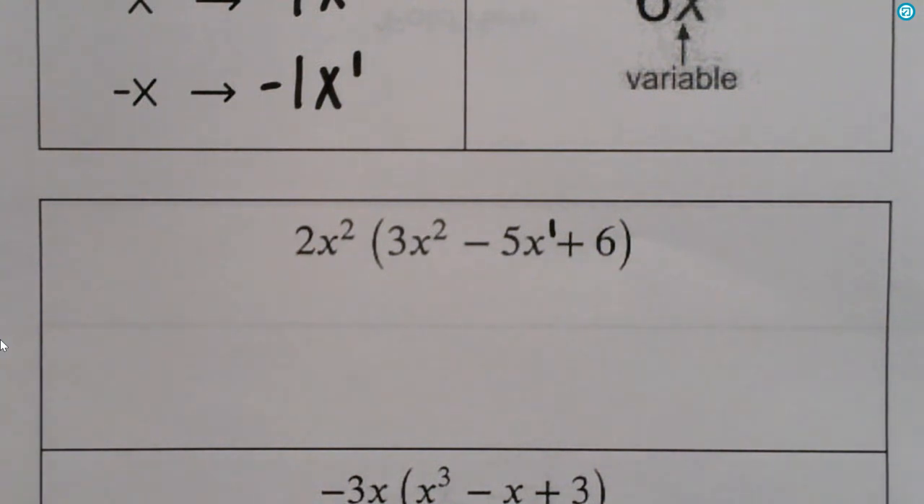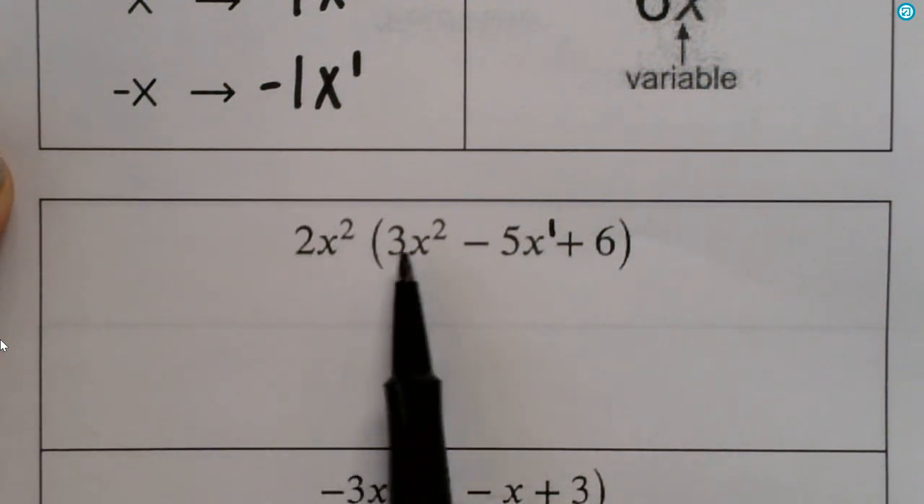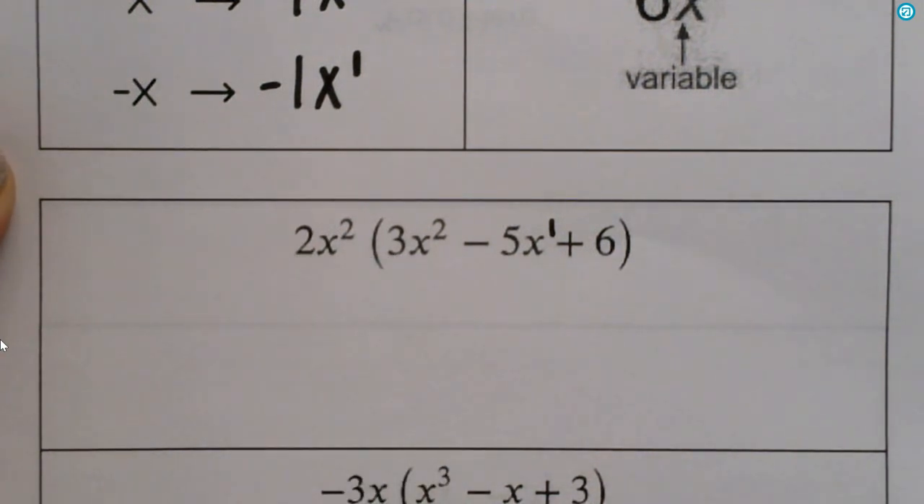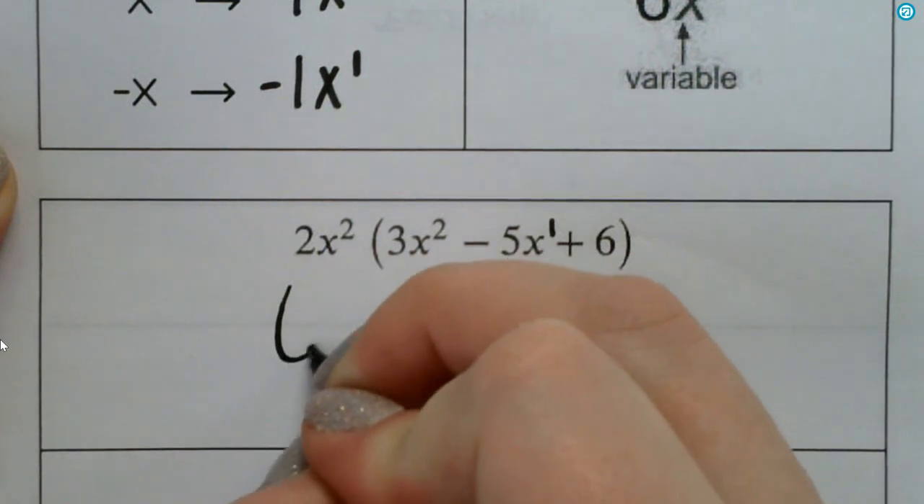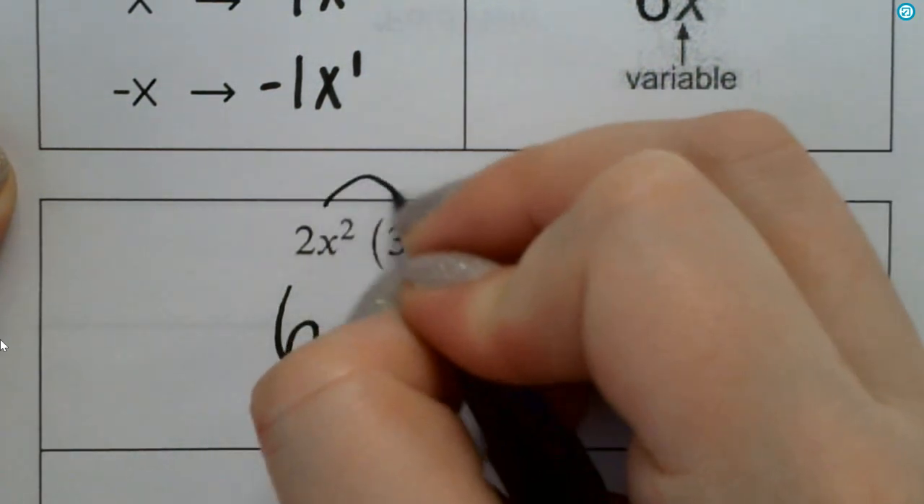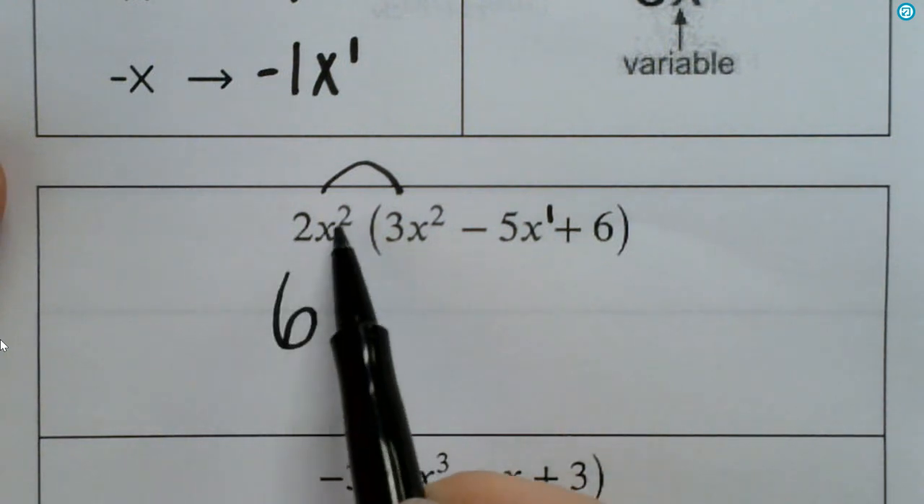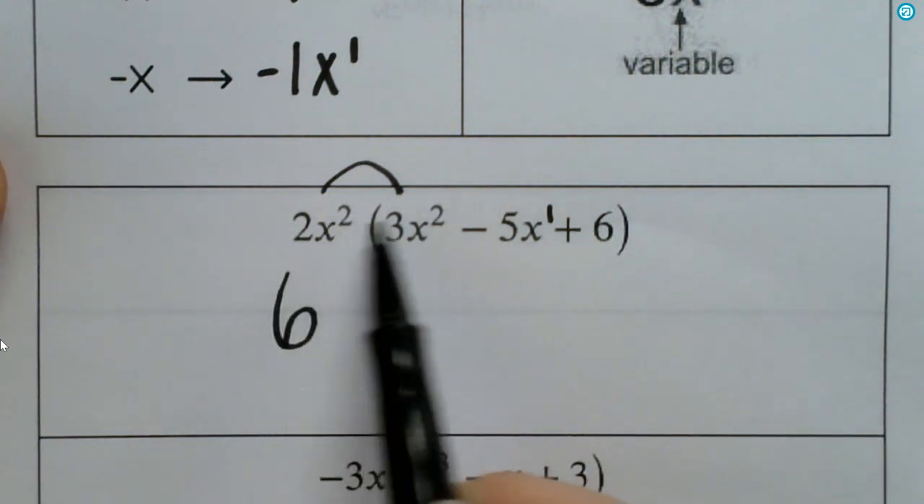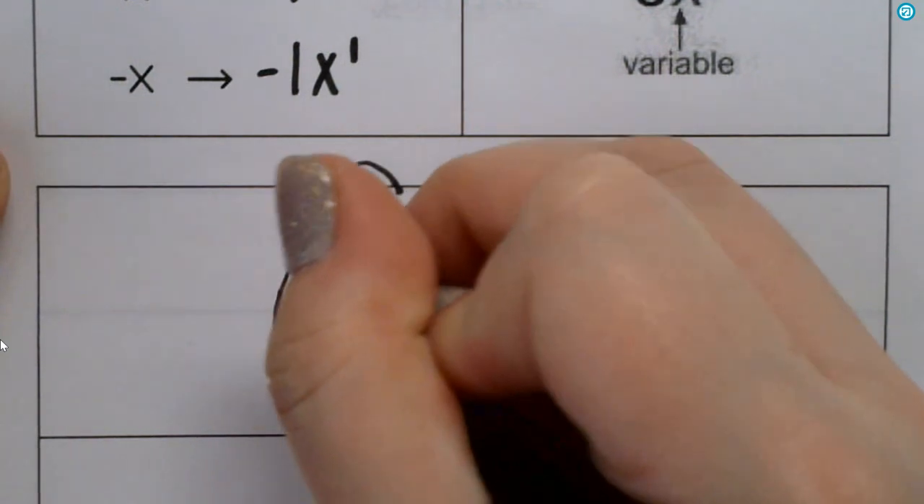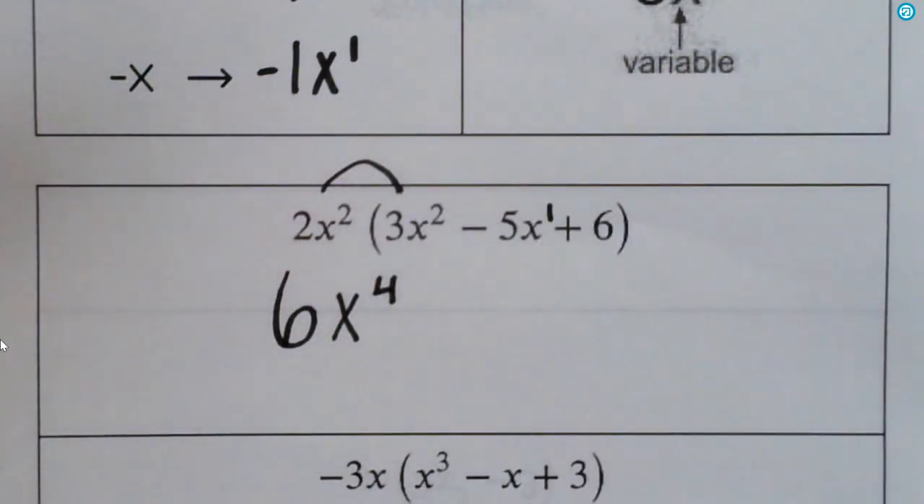So we are multiplying our coefficients. 2 times 3 is 6. So we're distributing essentially. And then we add our exponents. 2 plus 2 is 4. So my first term here is 6x to the fourth.